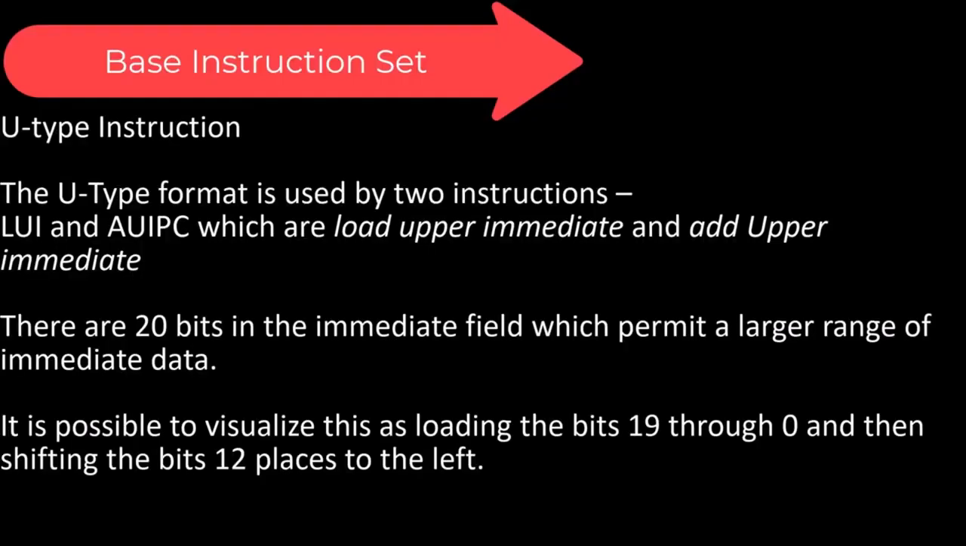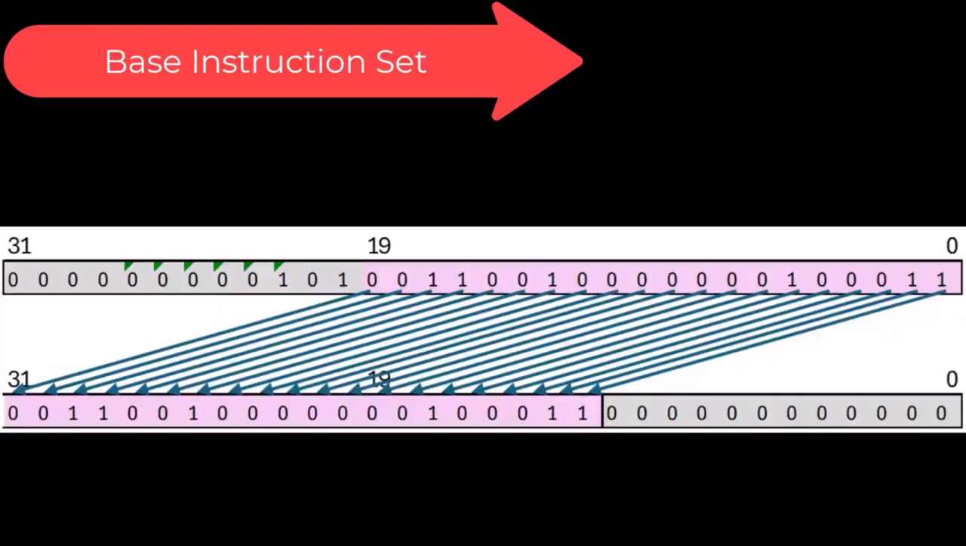U-type instruction. The U-type format is used by 2 instructions, LUI and AUIPC. There are 20 bits in the immediate field which permit a larger range of immediate data. These 20 bits represent immediate bits 31 through 12 with bits 11 through 0 having the value of 0. It is possible to visualize this as loading bits 19 through 0 and then shifting the bits 12 places to the left, which helps work out the immediate bit settings.